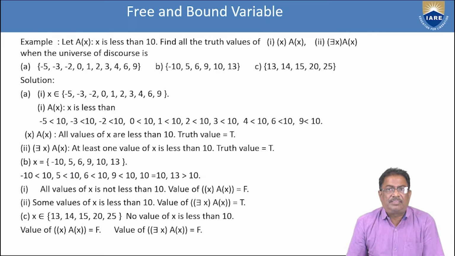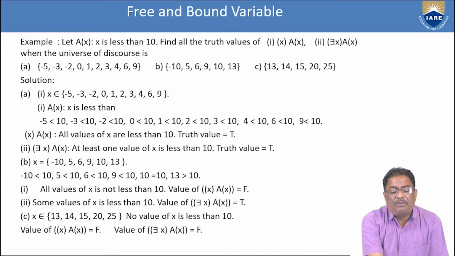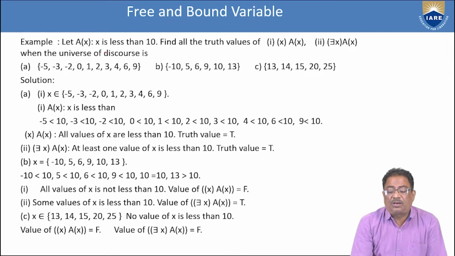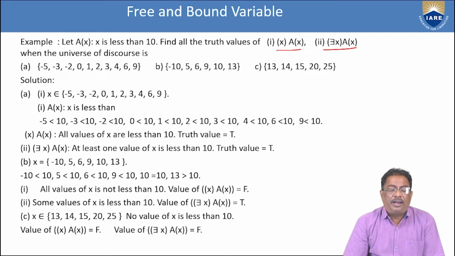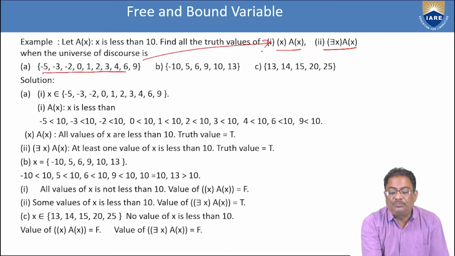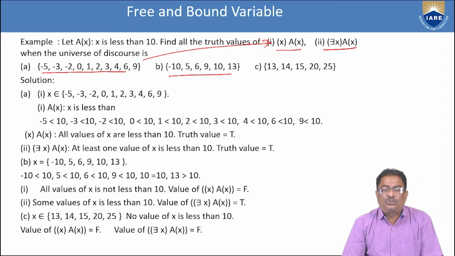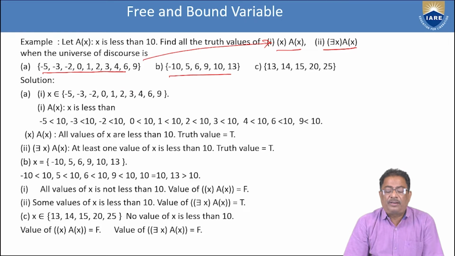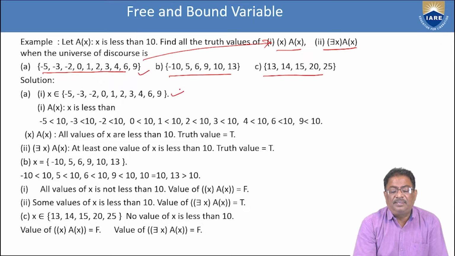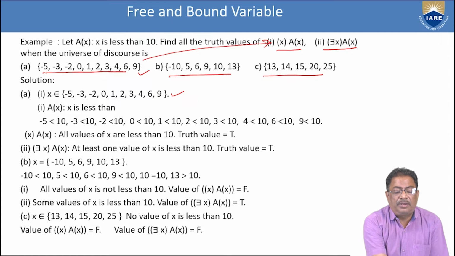Now let us consider another one. Here a of x is x less than 10. Find the truth values of these two, given the universe of discourse. For this universe of discourse, what are the truth values of 1 and 2? And for this one, what are the truth values of 1 and 2? Let us consider any element from this set. Taking a of x, let us say the first element, minus 5.